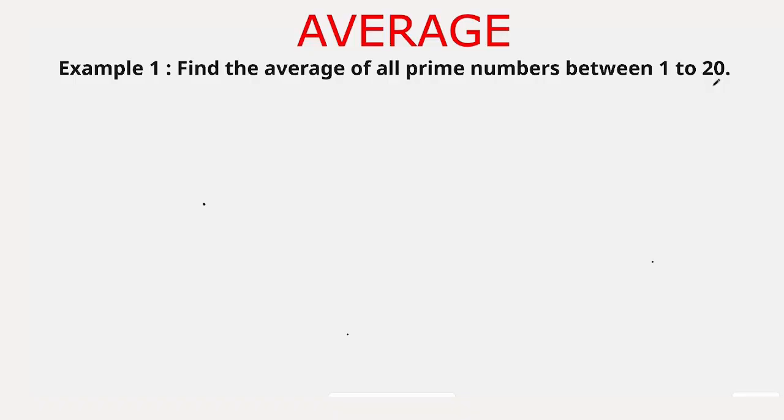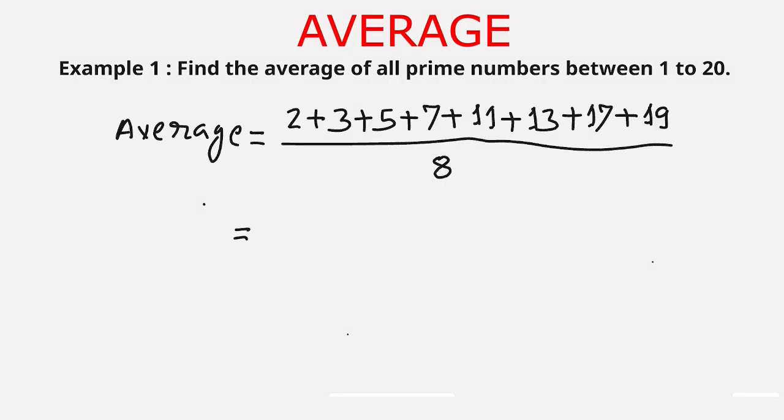Sum of these numbers: 2 plus 3 is 5, 5 plus 5 is 10, 10 plus 7 is 17, 17 plus 11 is 28, 28 plus 13 is 41, 41 plus 17 is 58 and 58 plus 19 is 77. So this is 77 divided by 8 and this is equal to 9.625. So the average of all prime numbers between 1 and 20 is 9.625.